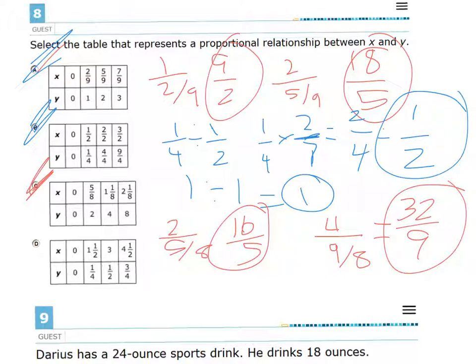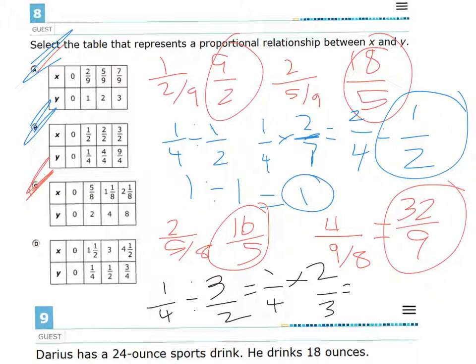We can make the assumption that the last one is probably going to be our answer, but we need to still double check. So now we're going to go 1/4 divided by 1 1/2, which is really 3/2. So we get 1/4, and we multiply by 2/3, which gives us 2/12. And that simplifies to 1/6.